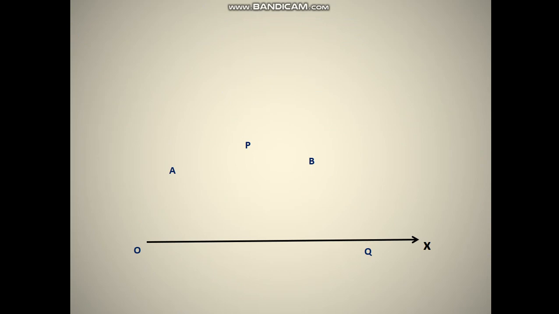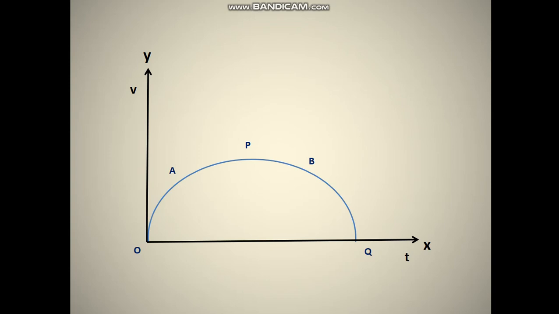Now let us take the trajectory again and label it at points A, P, B, Q, starting from O. So we have the initial velocity u at an angle theta, ux, uy, u cos theta, u sin theta. At point A, tangentially, we have the linear velocity v. This is the x component ux and the y component vy. Now observe that the horizontal component ux is the same at point A and point O.